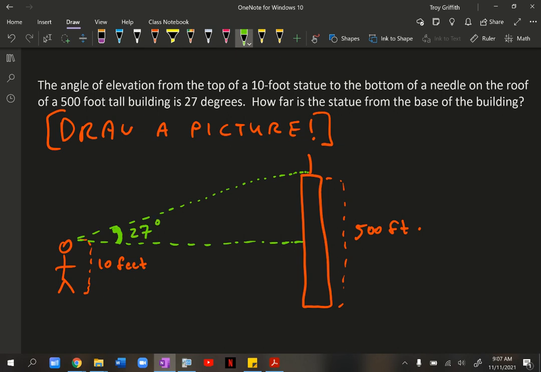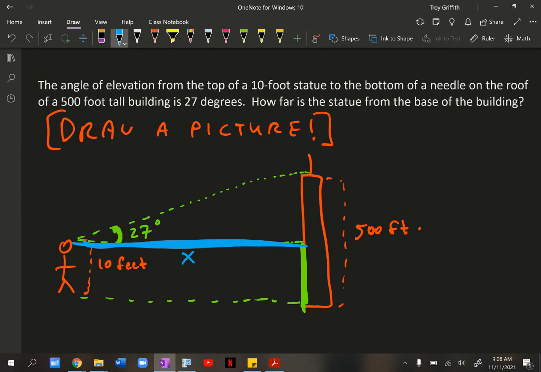Okay. Now the question wants to know, how far is the statue from the base of the building? Well, the base of the building is like this side of the building right here. Okay. Or in other words, it's this distance. Okay. How far is the statue from the base of the building? So what we're really trying to figure out right here is this side length. Okay. So if you want to call this something, let's call this x. Okay. I'm trying to solve for x.